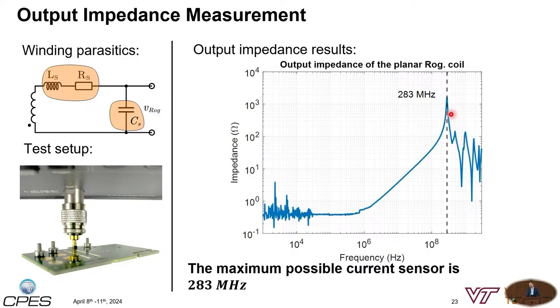We see that the peak of our planar Rogowski coil is at 283 megahertz, and that is also the maximum bandwidth that we can achieve with our planar Rogowski current sensor. Comparing that to helical Rogowski coils, we're higher by a factor of 2.5 compared to the latest helical Rogowski coil designed by CPES.